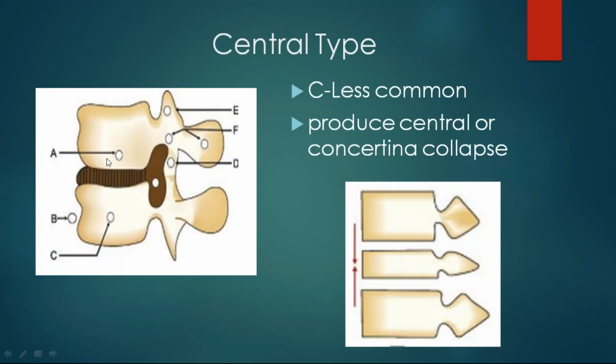The central type is the less common type. When TB occurs here, there will be a collapse of the vertebra, as you can see in this picture. So the vertebra gets collapsed. It will be like a concertina collapse.